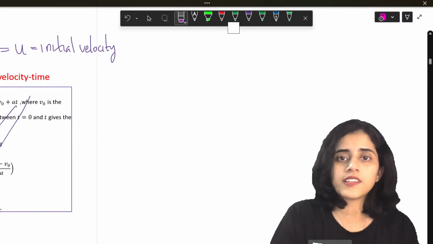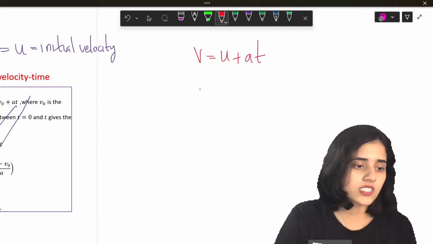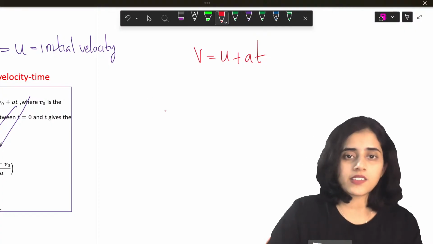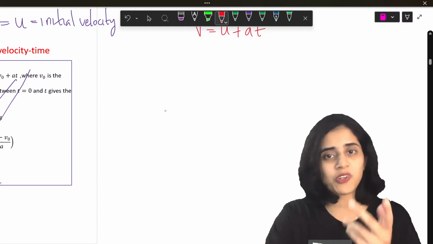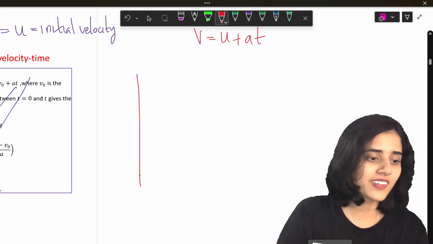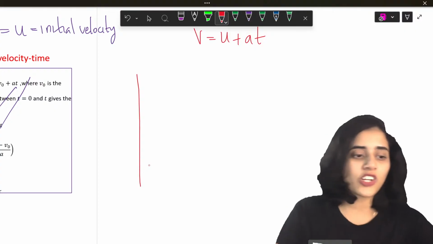So the question is derive v equals u plus at by a velocity time graph. Very easy. First thing you need is the graph, because you have to derive from the graph. So I'll draw the graph.